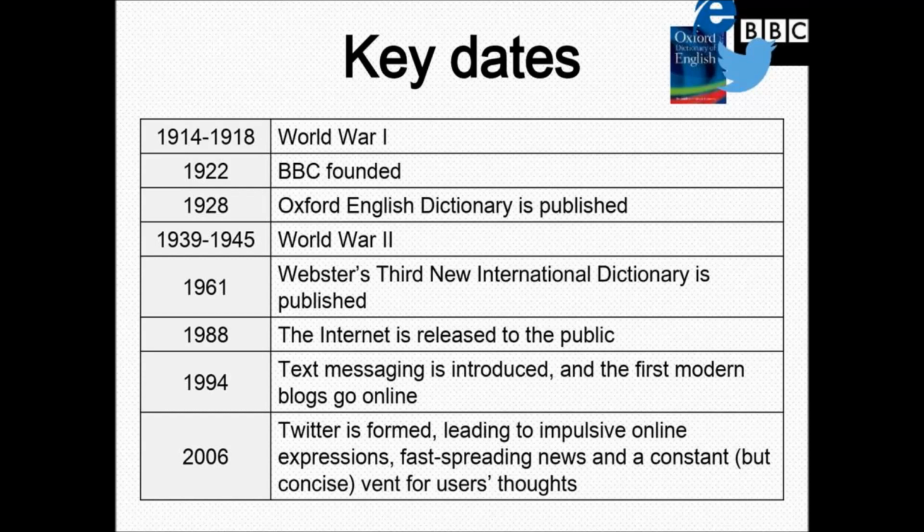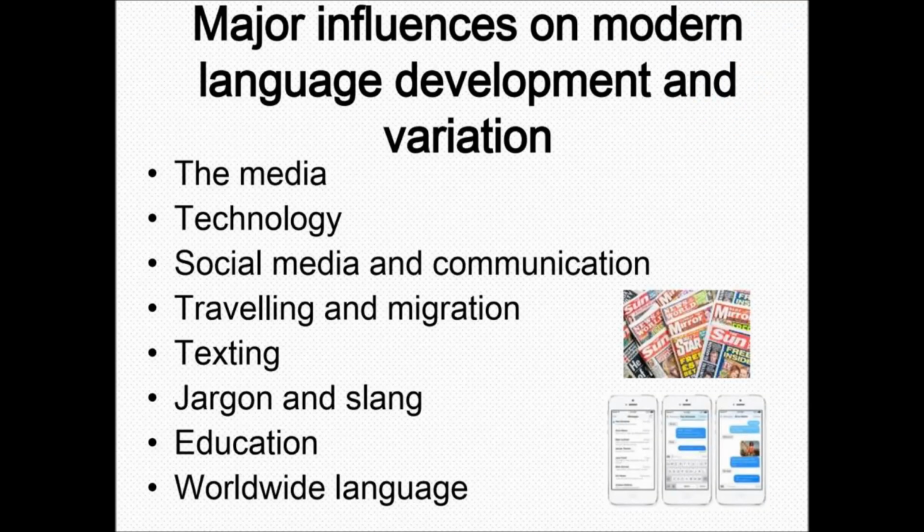2006, Twitter is formed, leading to impulsive online expressions, first spreading news and a constant vent for users' thoughts. Around 2007 and 8, Facebook started its journey and YouTube subsequently started its journey. So, some of the major influences on modern language development and variation: the media, technology, social media and communication, traveling and migration, texting, jargon and slang, education, worldwide language.